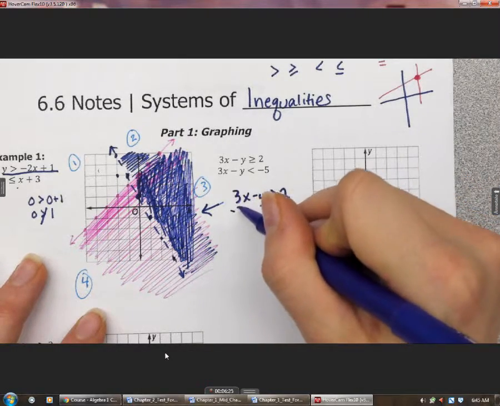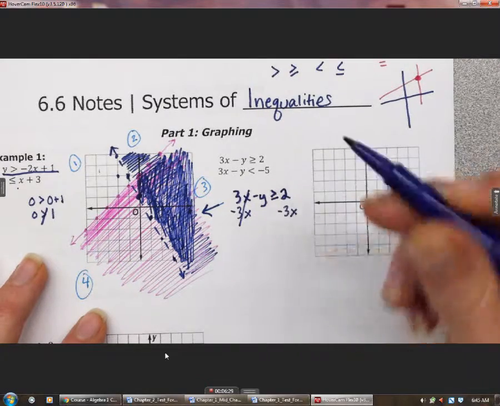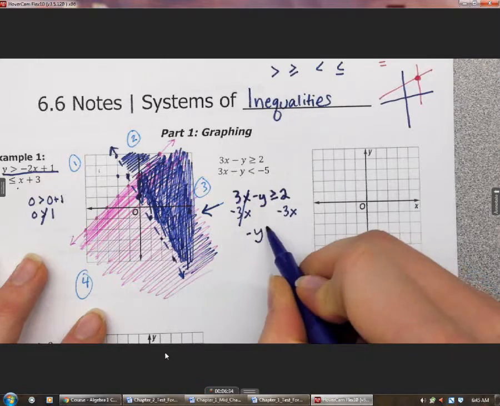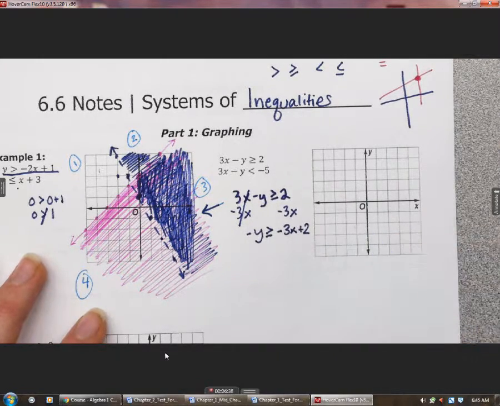I should subtract 3x. I hope you're thinking about that. Careful when these cancel. I still have a negative y over here. That's important. Negative y is greater than or equal to negative 3x plus 2.